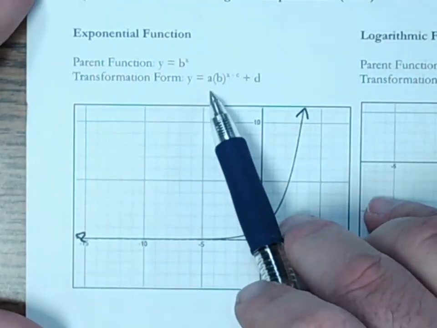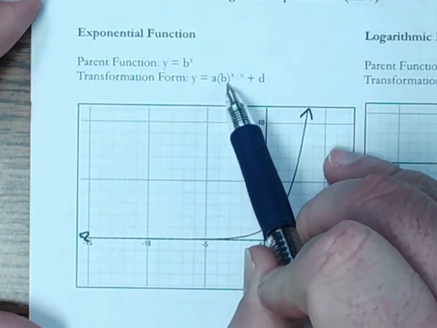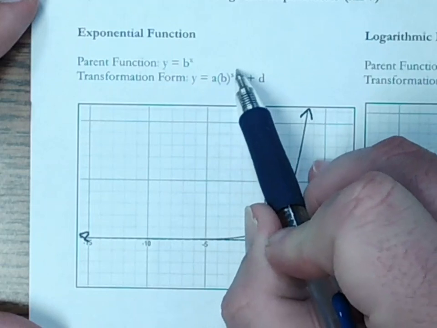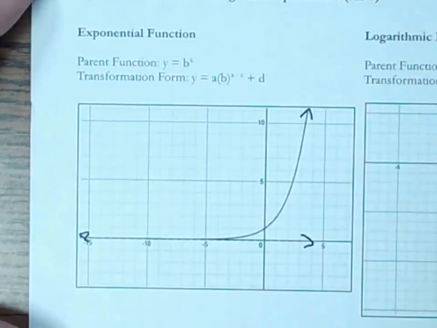And then we have our transformation here. Keep this in mind. There's going to be a number. You're going to ignore this number here. A is in front of it, and then C is in the exponent, and then D is on the end as always. I'll walk you through a few.